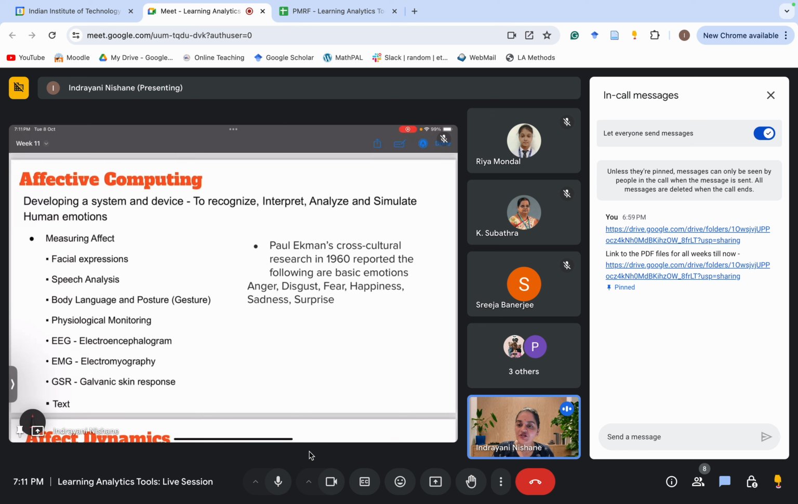Facial expressions we have discussed in the previous slide, then speech analysis we discussed in the previous slide. Body language, postures and gestures also tell us about the emotions which a learner is going through. Then physiological monitoring, heart rate monitoring, GSR, galvanic skin response, and electromyography will tell us how we are reacting at a physiological level to the teaching-learning processes. And text, as in the utterances, the speech analysis, what we are talking and how we are talking. The combination of both will tell us about the emotions which the learner is going through.